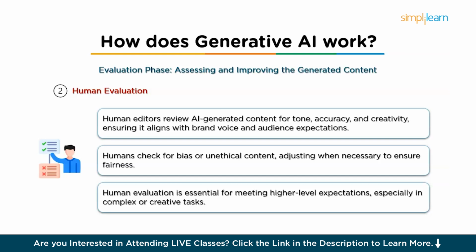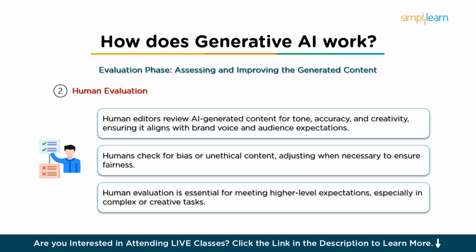So when generative AI is used to create marketing content or writing, human editors may review the AI generated text for things like tone, accuracy, and creativity. So even if the AI creates grammatically correct content, a human might evaluate whether the text fits the brand's voice or whether it resonates with the target audience. And also it has to be checked for bias and ethics. So humans also play an important role in assessing whether the generated content is biased or unethical.